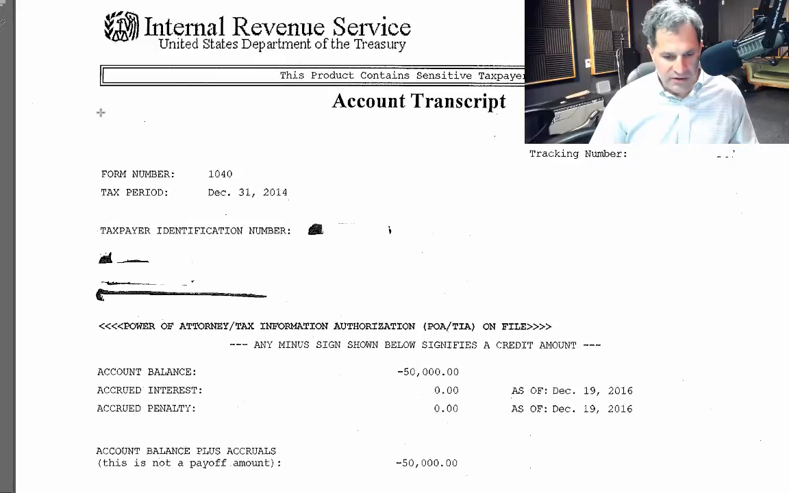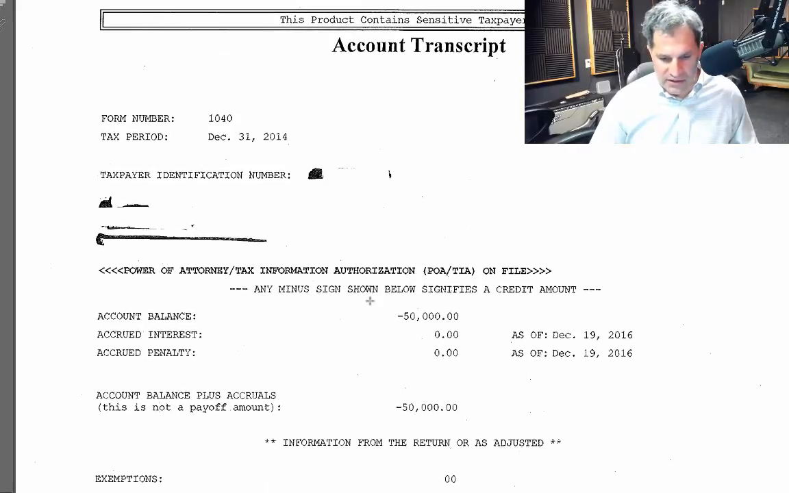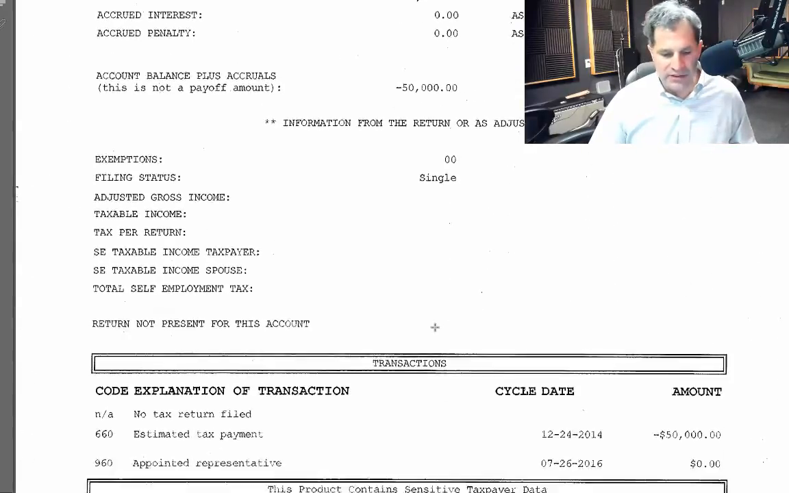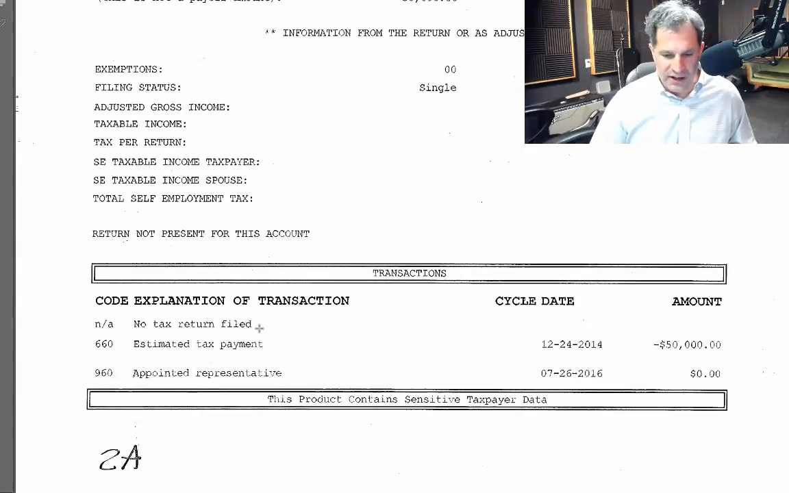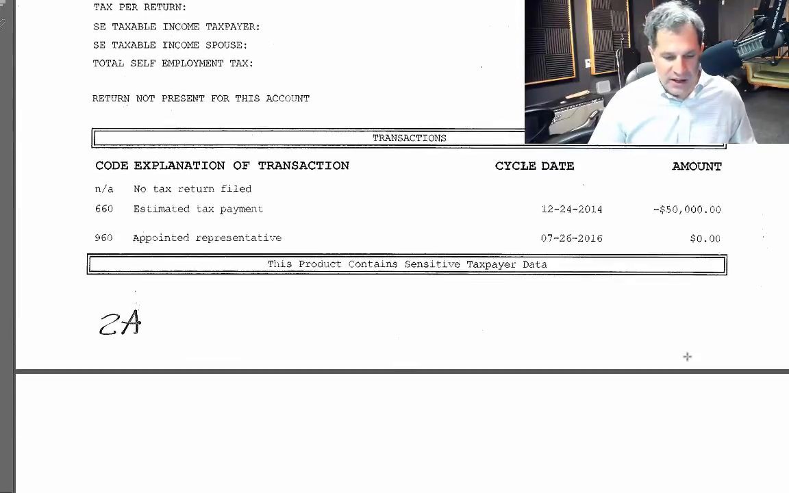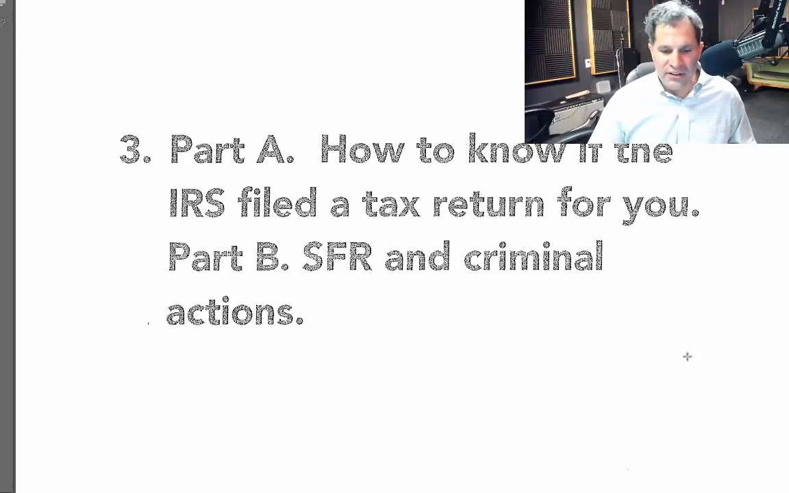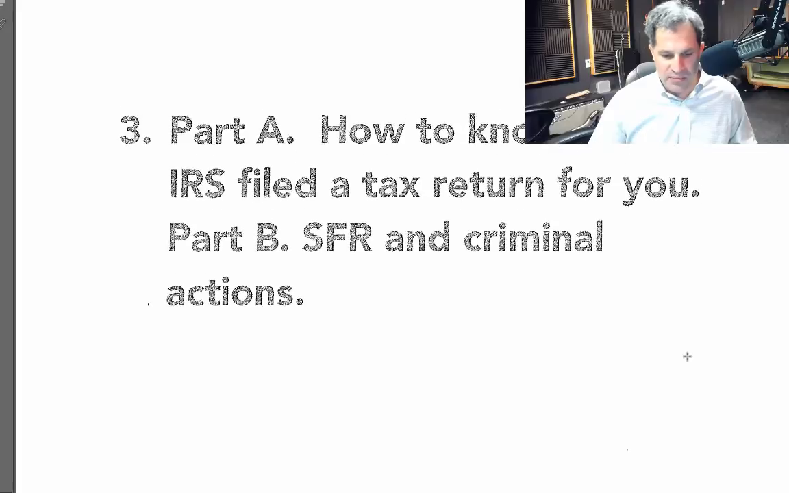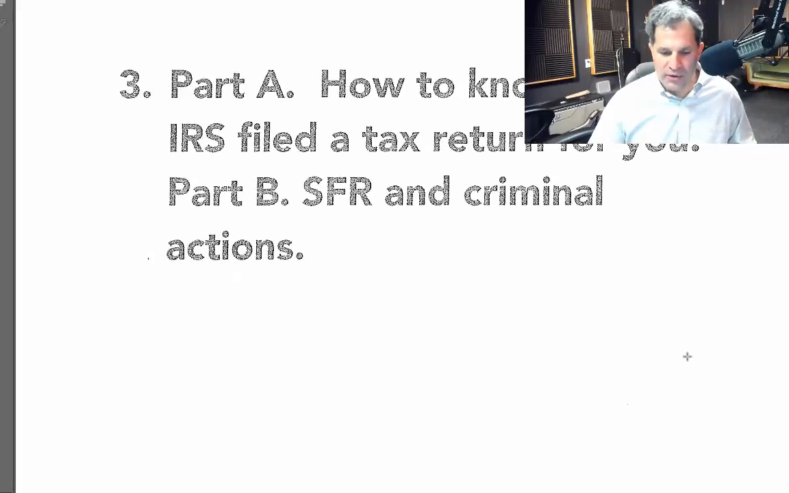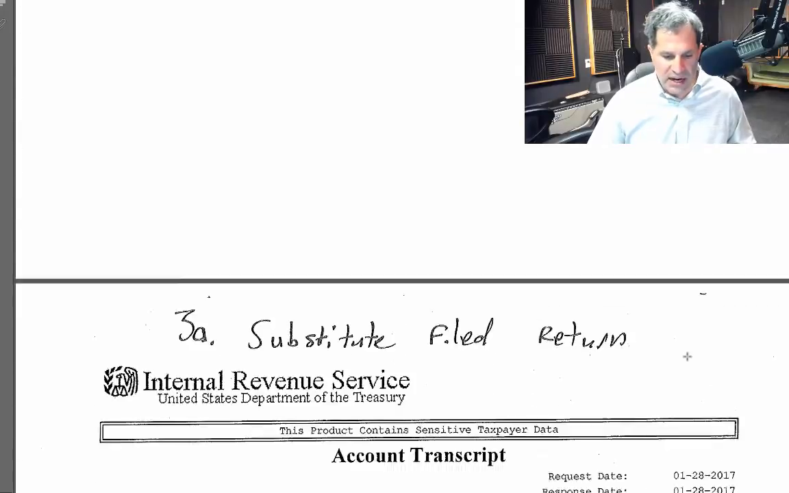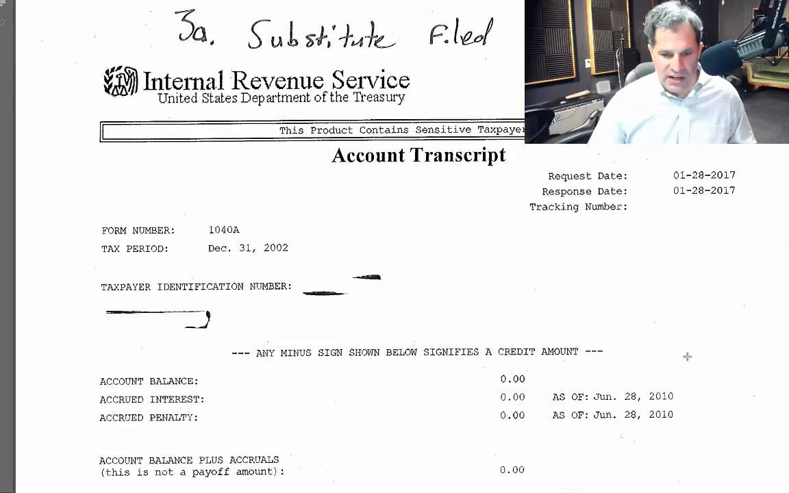Here's another account transcript. Okay. Account balance, $50,000. Oh, that's nice. Hey, they owe me money. Well, there's a reason why. No return filed. And here's the $50,000 payment. So that's basically it on that one. Okay. Now, how to know if the IRS filed a tax return for you is the first part. Then the second part is sort of when criminal actions are going on, if there's anything in the account transcript that can tell us. Okay, so here's the same thing.